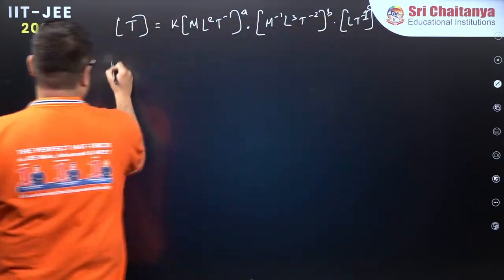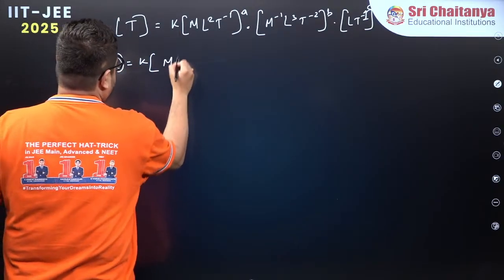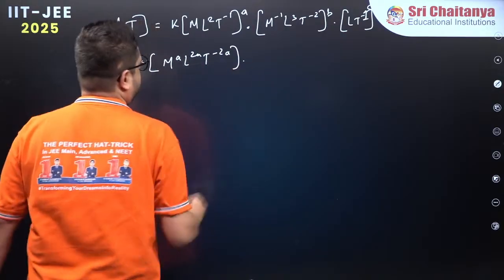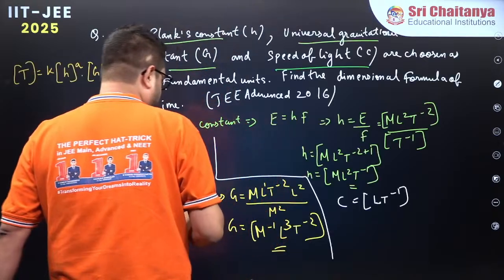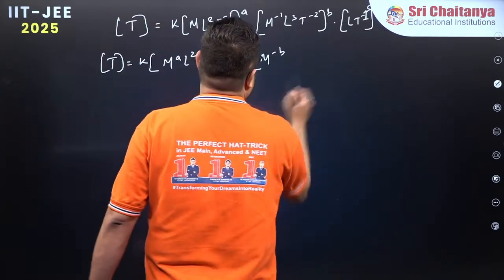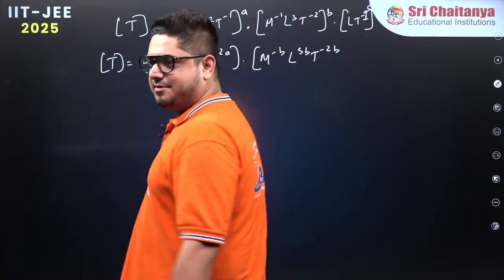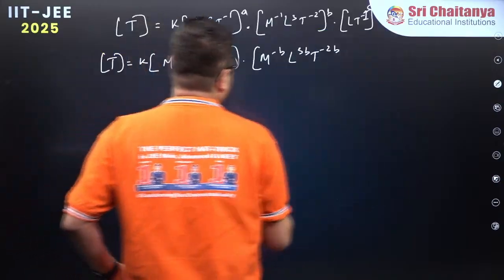Then we need to solve this. Then T is going to be equivalent to what? You can write it down. You can incorporate the powers: M^a L^2a T^-2a, isn't it? Over here we are going to have M to the power minus b, isn't it? And what else? L to the power 3b, T to the power minus 2b. I hope you are getting this, everyone. Yes, I think so. Let's see what you are going to get over here.